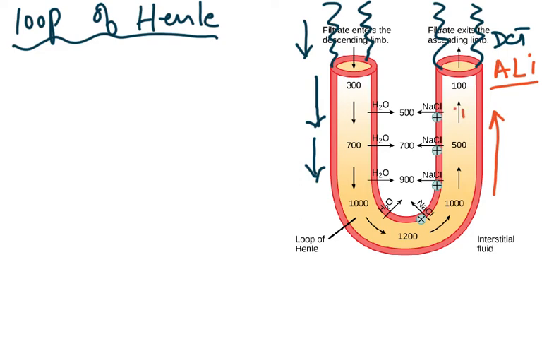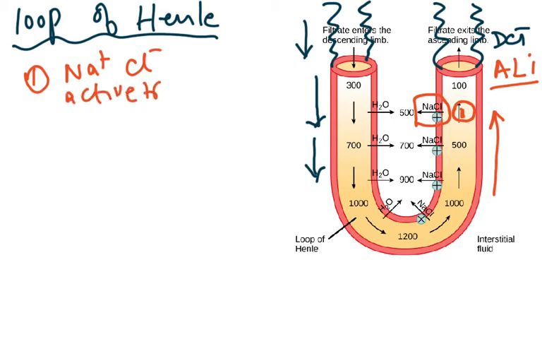So we start here, and I always call this 1 because this is the cause and then there's some effect. So number 1, sodium and chloride ions are actively transported out into the area between the two limbs of the loop of Henle. So this area becomes highly concentrated. Now this causes the water to move out. So water moves out of the descending limb.